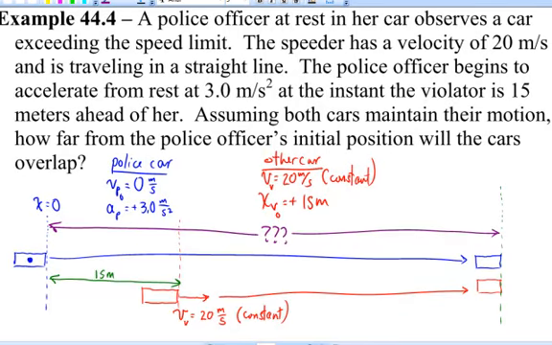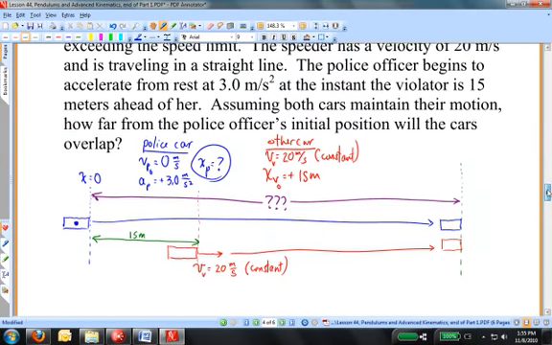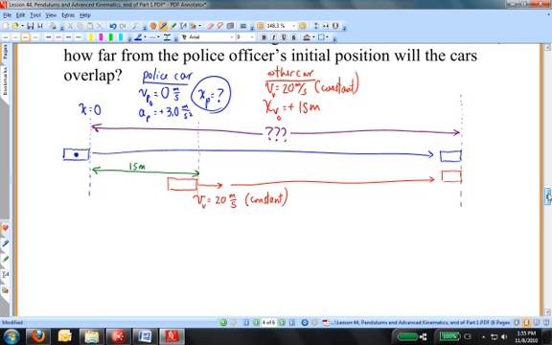You can call that distance x of the police car if you would like, because the position of the police car when it is overlapping with the other car is how far the police car has moved since it began its motion. Okay, so now what? Why don't we see if we can figure out the equation of motion for the police car and the equation of motion for the other car, and see if there's something in common between them.